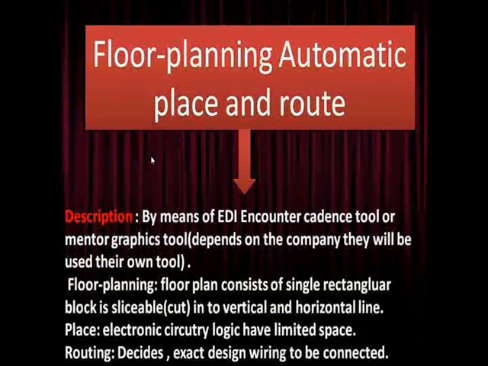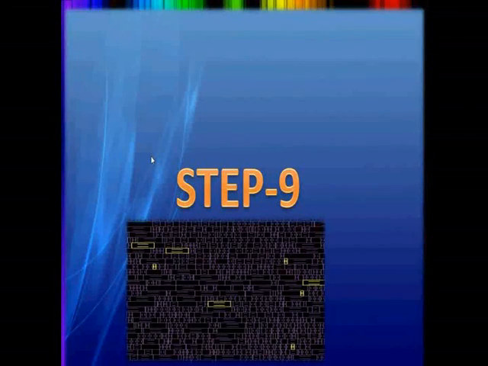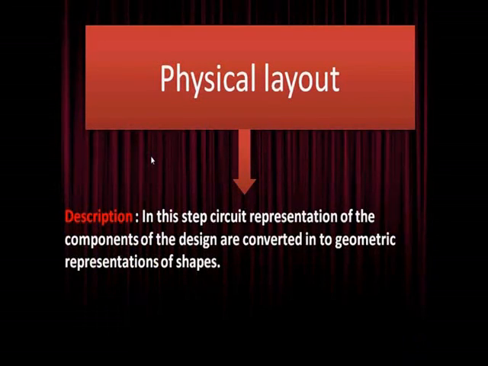Step 9. Physical layout. After completing floor planning, place and route, we go to the physical layout. Here we represent the geometric representation of the shapes of the required design.